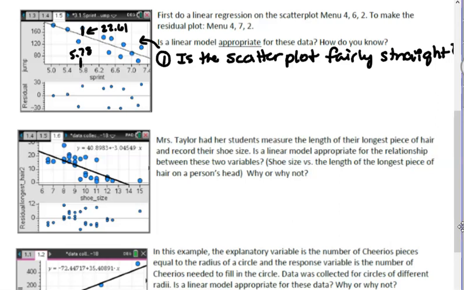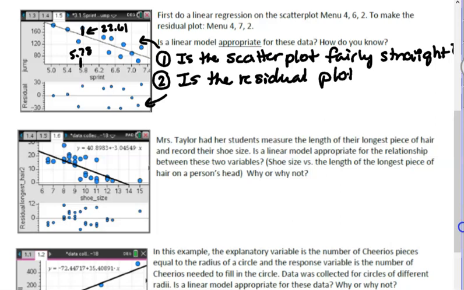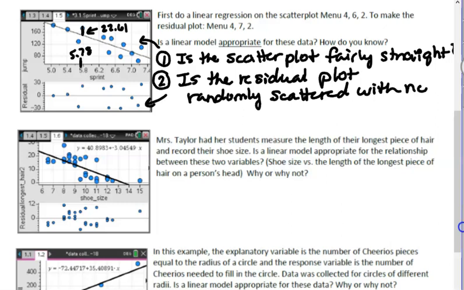So is the scatter plot fairly straight? Number 1. Number 2, you're looking at the residual plot. Is the residual plot randomly scattered with no obvious bend or curve?